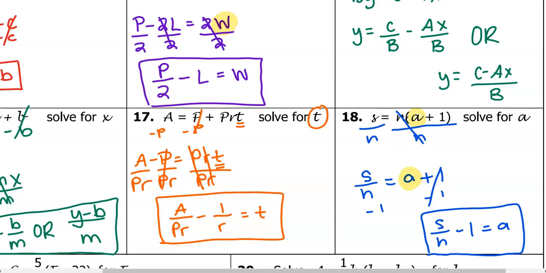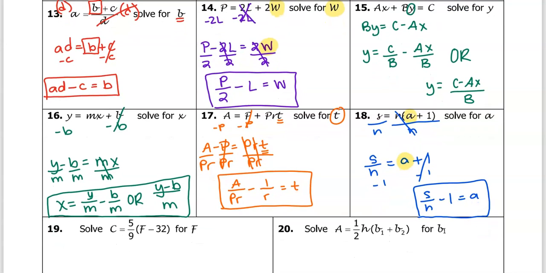Okay, so the new part with 18 was that we had distribution show up. But again, we talked yesterday, distribution is multiplying. So to get rid of that, we divide. Two more.